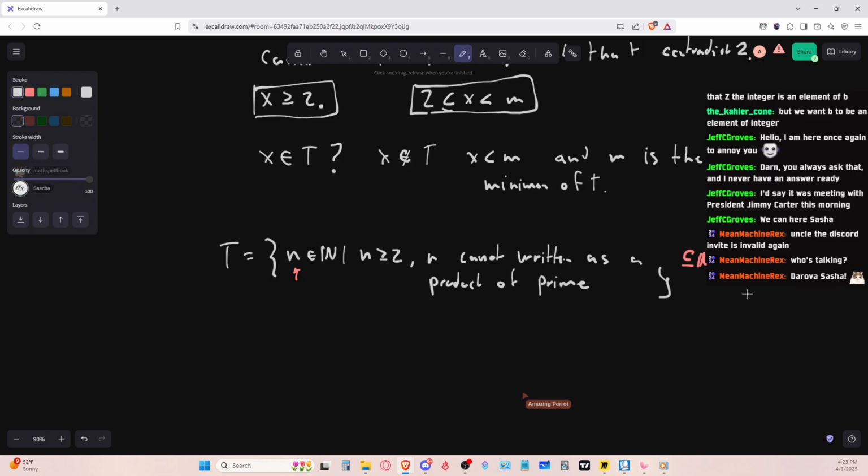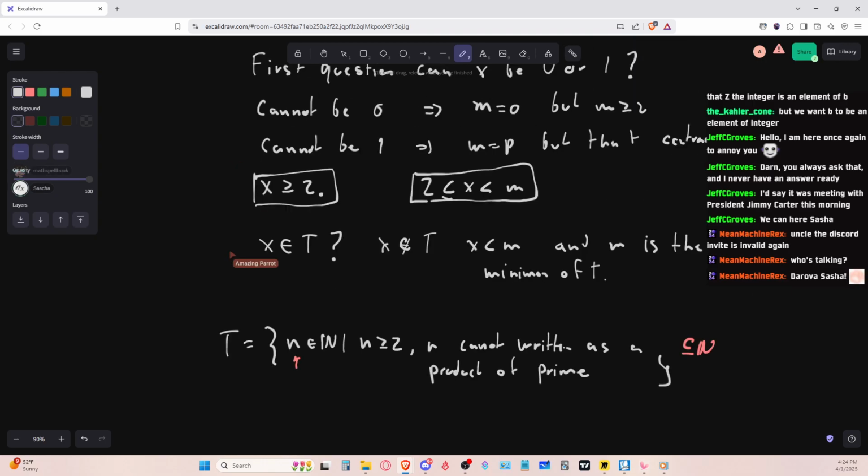So what does it mean for x not to be inside of T? There are kind of two conditions, right? There's this condition that x has to be greater than or equal to 2, and we also have this condition that it cannot be written as a product of prime numbers. So those are the two conditions we have.